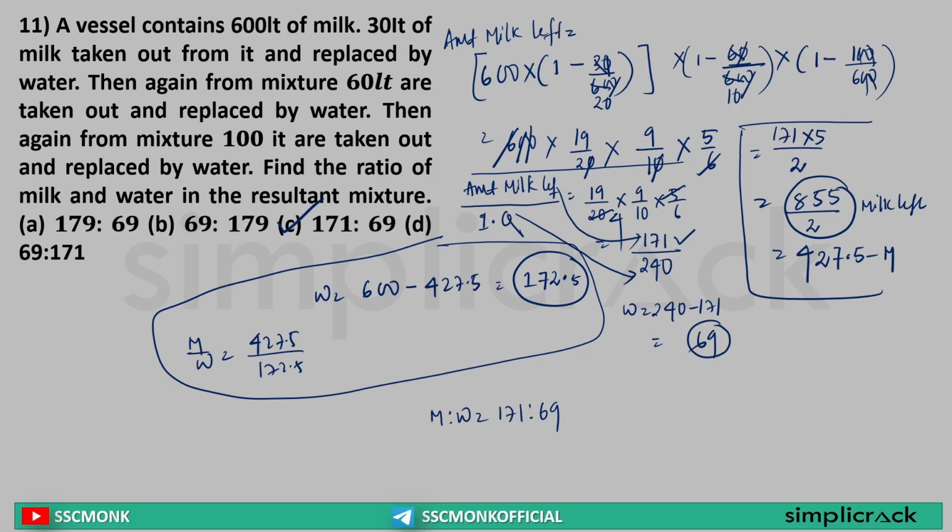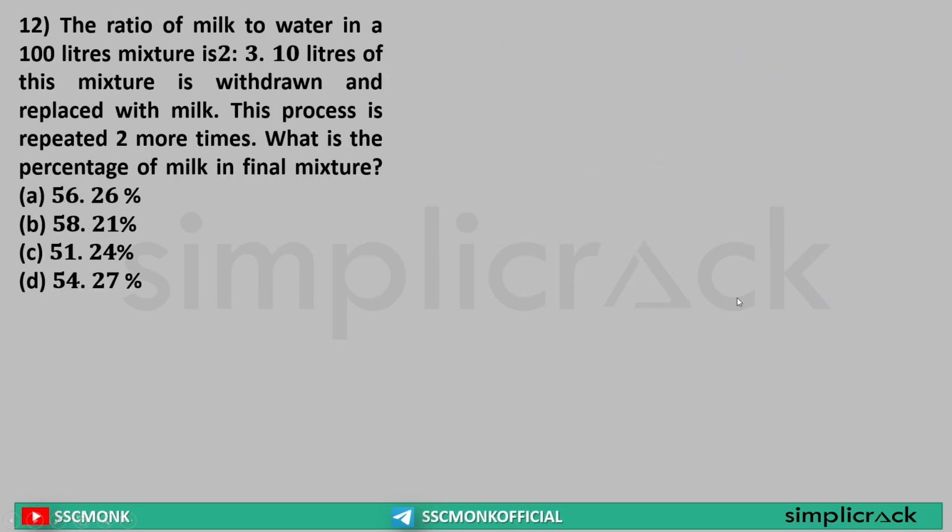So sometimes not solving everything also gets us the right answer. Clear? Only 4 steps and you will solve this question. Now this is an interesting question. It is saying the ratio of milk to water in 100 liters of mixture is 2:3. 10 liters of this mixture is withdrawn and replaced with milk. This process is repeated 2 more times. What is the percentage of milk?